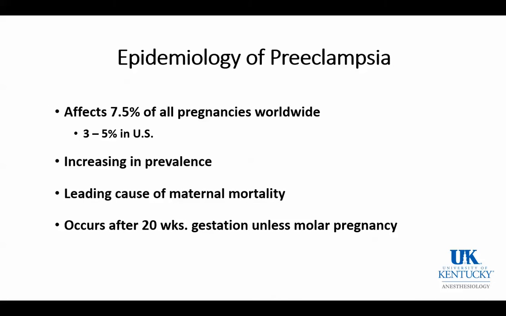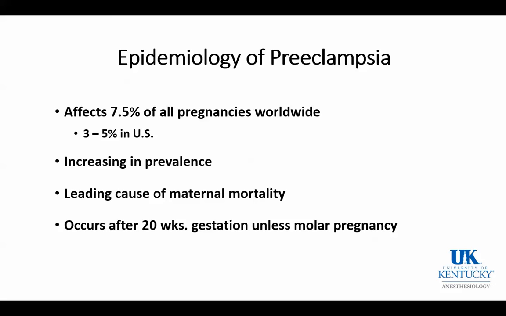In terms of epidemiology of preeclampsia, it's quite common. It affects about 7.5% of all pregnancies worldwide. In the U.S., it's a little bit less than that, but still about 3 to 5% of all pregnancies in the United States are complicated by preeclampsia. Also, it's concerning that there's been an increase in the prevalence of the disease, especially severe preeclampsia, not so much preeclampsia without severe features or mild preeclampsia. It remains a leading cause of maternal mortality in the U.S.